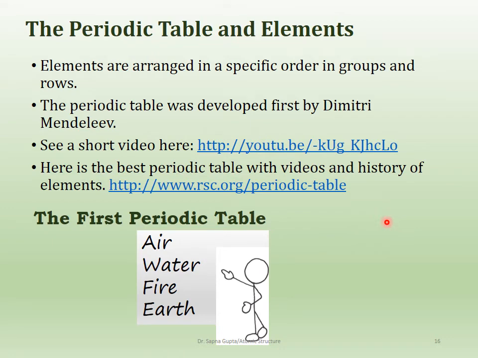Now for the periodic table. The periodic table is one of the most essential tools for chemists. You really have to understand the periodic table. If you don't understand the periodic table, then it's almost like you don't understand your ABCs in chemistry. So you really must understand the periodic table. So keep one handy with you all the time.